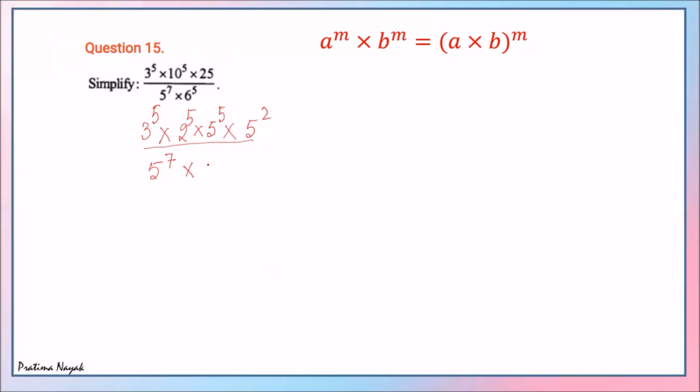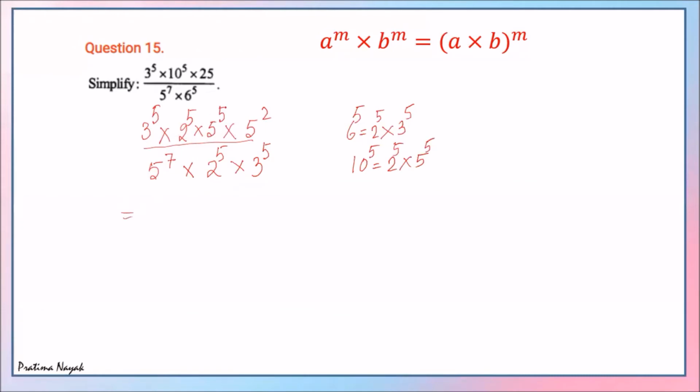I can write 6 to the power 5 as 2 to the power 5 multiplied by 3 to the power 5, because 6 is equal to 2 into 3. Similarly, 10 is 2 into 5, so I can write 10 to the power 5 as 2 to the power 5 into 5 to the power 5. So what we did here.